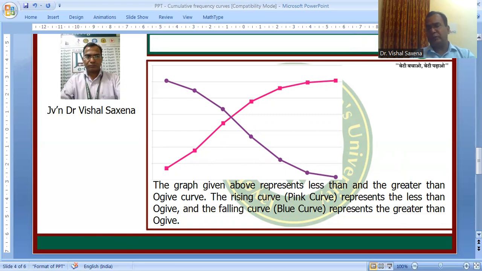The curve which is coming downwards is called the more than cumulative frequency curve, while the rising curve, given by the pink color, is known as the less than ogive curve. How can we draw these curves? It is important.